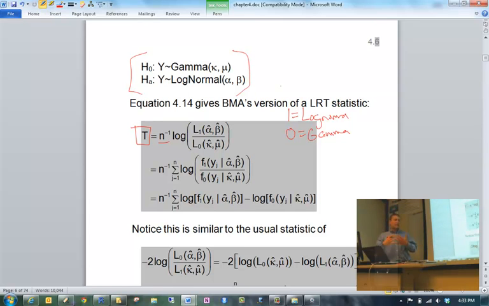So, taking into account what a likelihood function means in terms of just a product of density functions, I can write this as the sum of the log of f1, the density for the log normal, divided by f0, the density for the gamma. And again, using some more properties of logs, this is, I guess you could say, the final result for what the test statistic would look like.